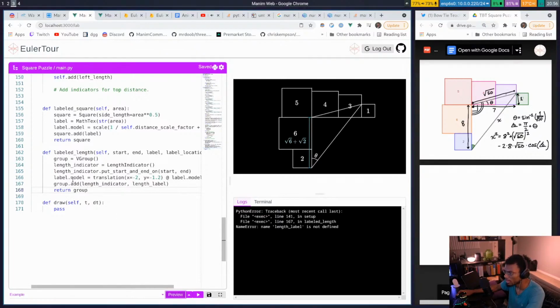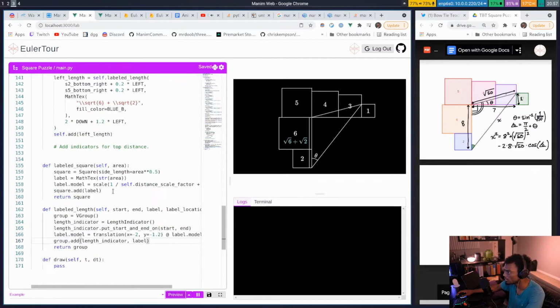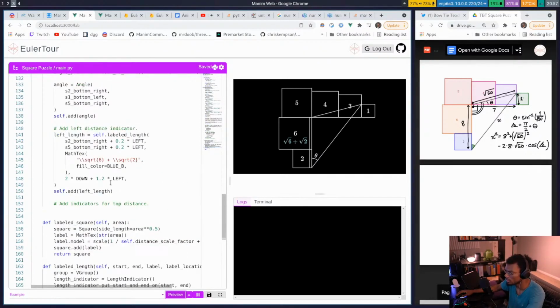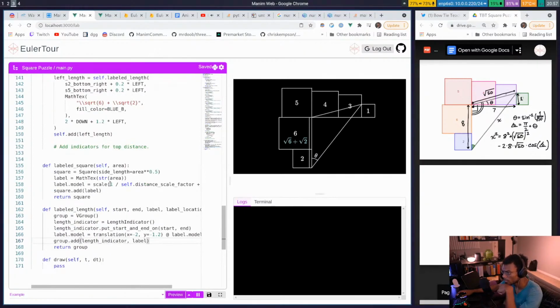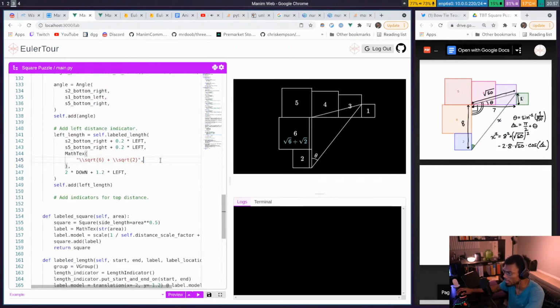Like labels not defined. Oh, it's just label here. Great. Oh, it worked. Interesting. Okay, let me not do the color here. It just looks kind of awkward.